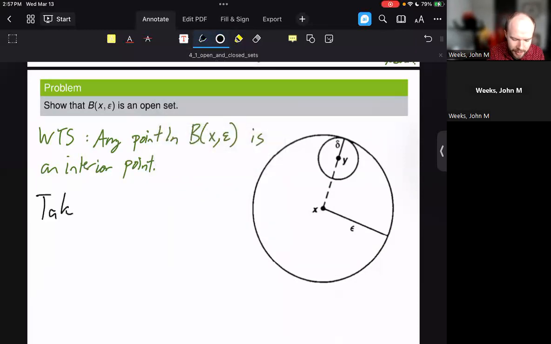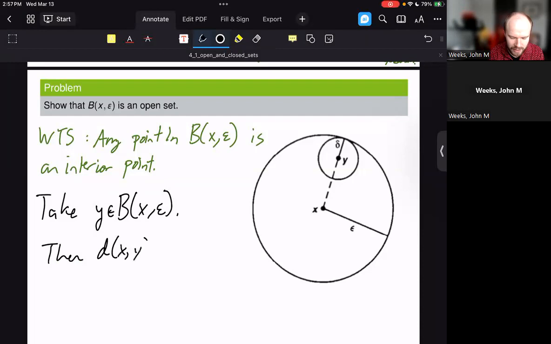Let's take a point y inside of this open ball. And you can kind of see what we want to do with this is that we want to try and find some value of delta that makes this work, right? We want to try and find a delta such that that particular ball on the inside fits entirely inside of the epsilon ball, even if this value of y is not equal to the center x. Well, how are we going to do this? Then the distance between x and y is strictly less than epsilon. That's by definition of y being inside of here. We must have this distance as true.